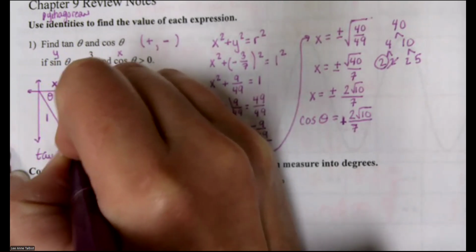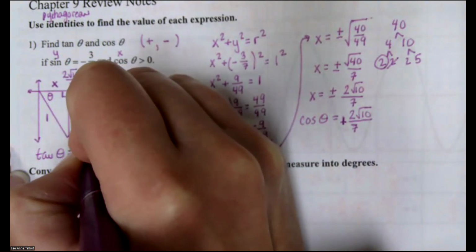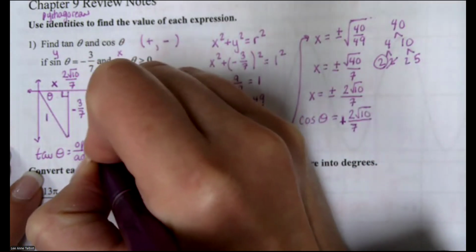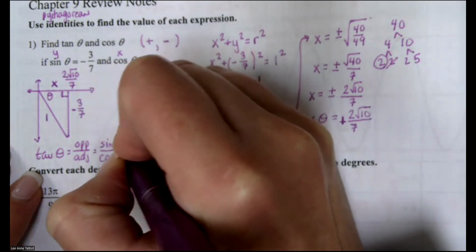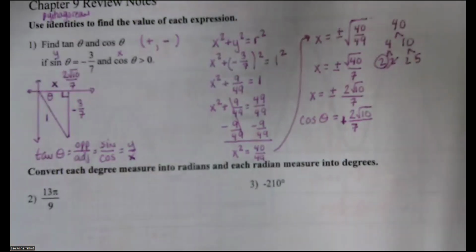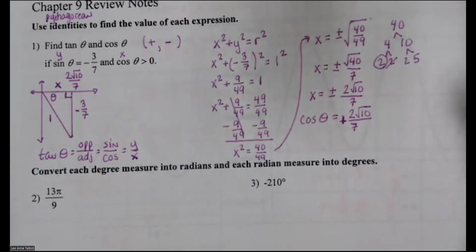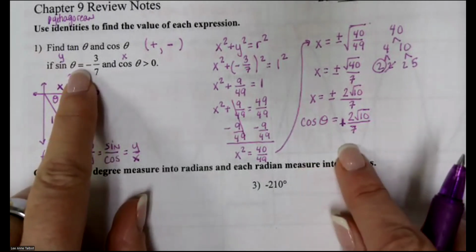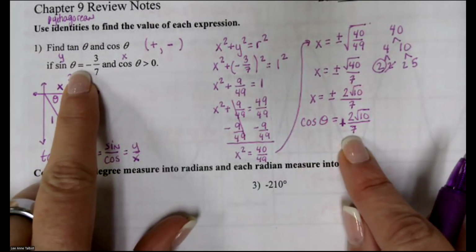Tan is opposite over adjacent, or sine over cosine, or y over x. All three of those things are the same thing. It just depends on how your brain works best. Which one do you like the best? For me, on this one, I go with sine over cosine just because I have sine labeled and cosine labeled at some point in my problem.